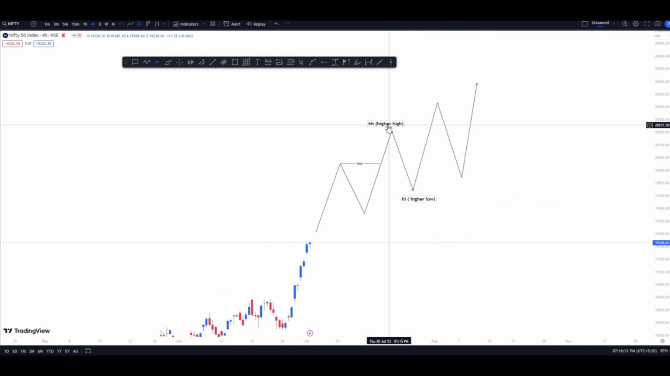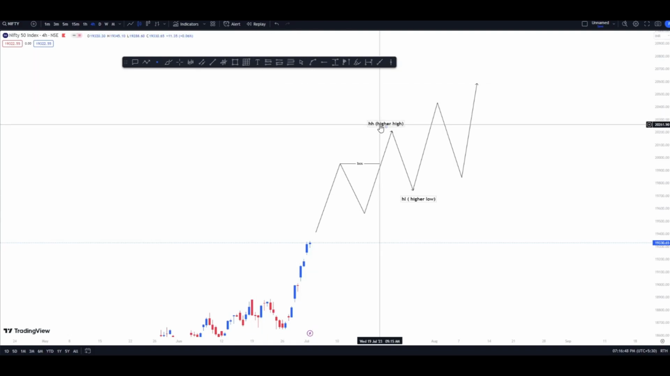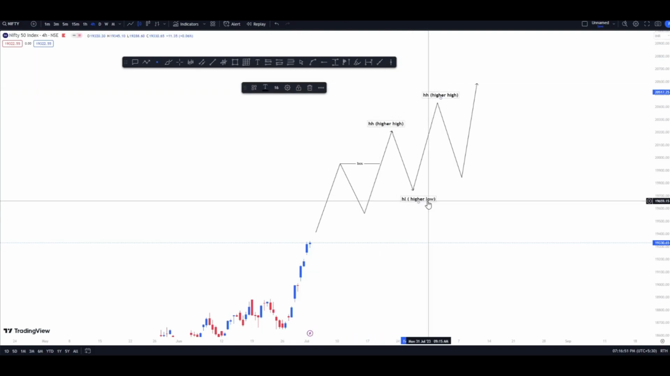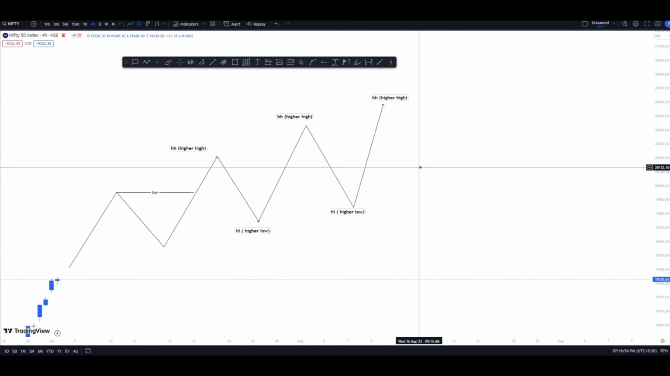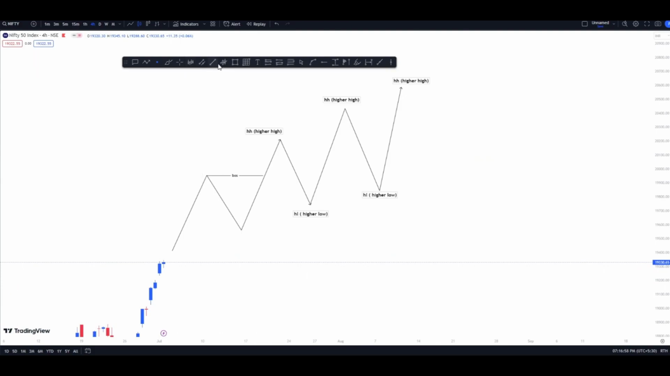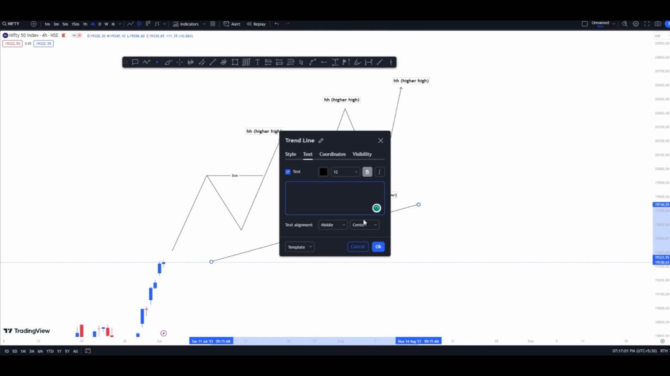So when the market makes this kind of structure, what trend do we call this? What trend do we call this when the market makes higher highs and higher lows? Let me know in the chat box. This is the uptrend.